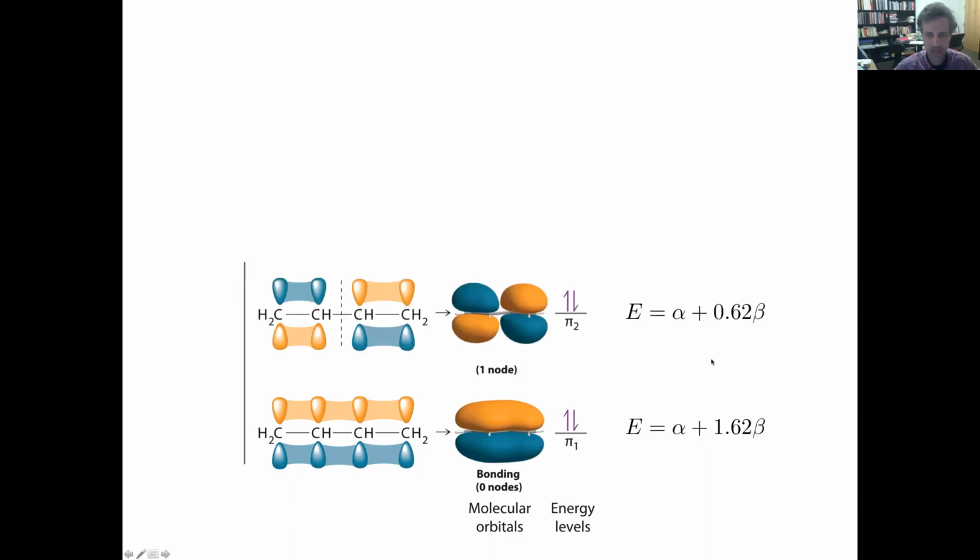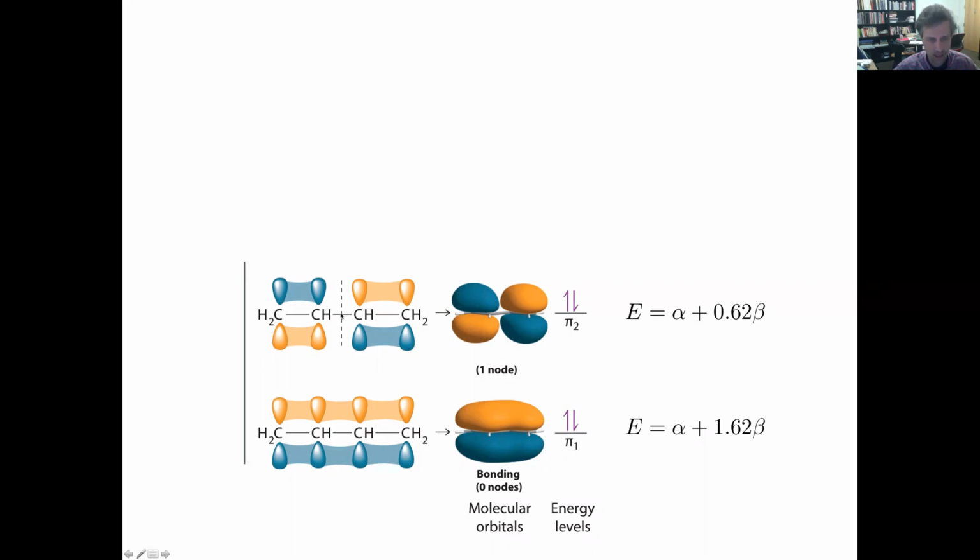Then the next one in line is alpha plus 0.62 beta, and it looks like this. Okay, it looks very similar, but now I have a nodal plane smack in the middle. All right, where basically the sign flips. So there's one nodal plane. I see 2 of these atoms are in phase above and below the plane, then a nodal plane through the middle of this molecule, where on the other end, the remaining 2 carbon atoms have a flipped phase relative to the first 2 atoms. Okay, so this, of course, has a higher energy.